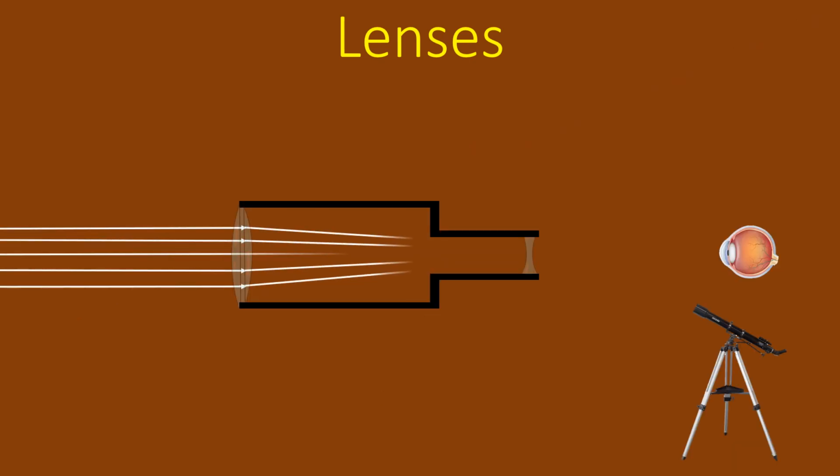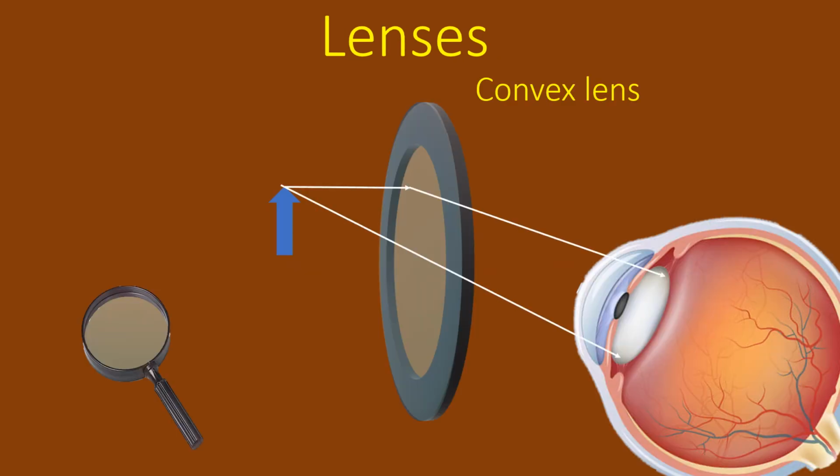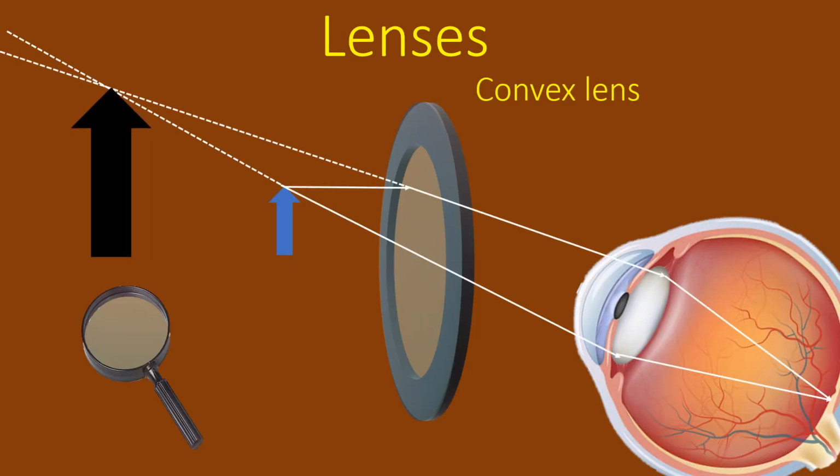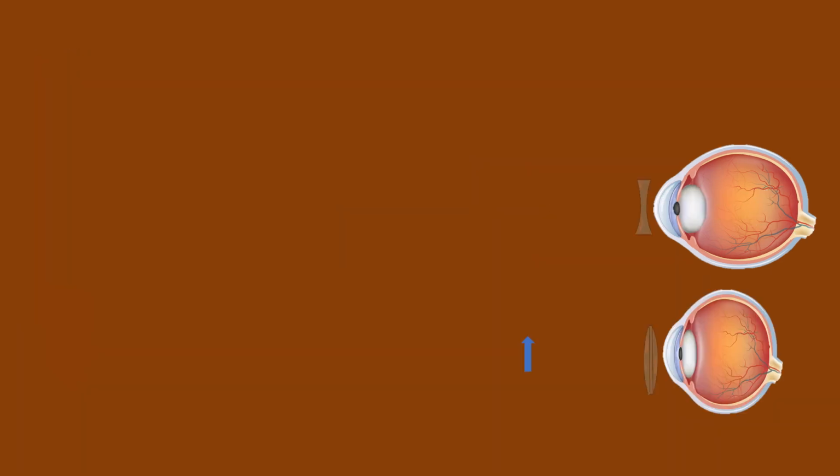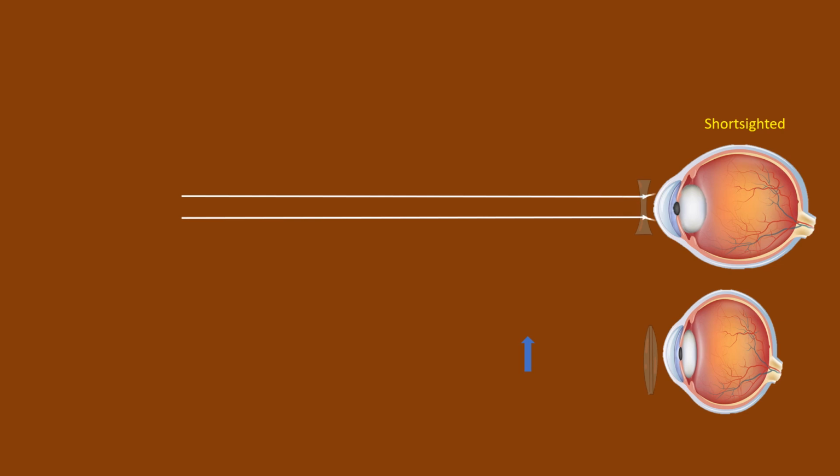Lenses are used in making refractor telescopes. Also, a magnifying glass uses a convex lens. Lenses are also used in microscopes. Lenses are used to treat long-sightedness and short-sightedness.